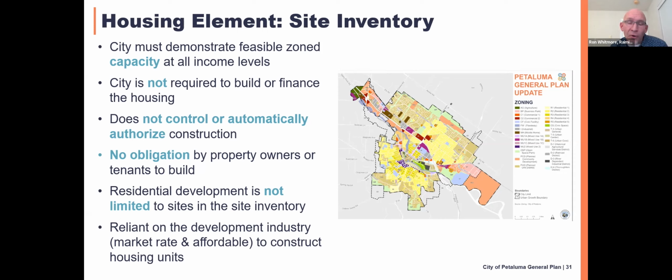And then, as we all know, new housing construction is based on a variety of socioeconomic factors, such as demand, financing, construction costs, and is ultimately driven by the housing market.